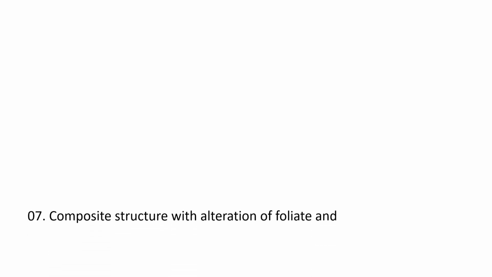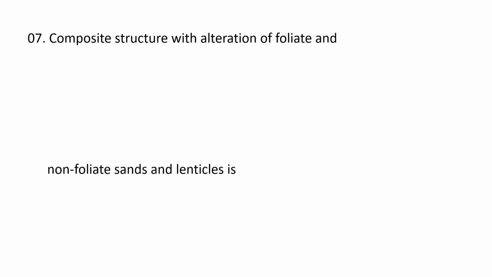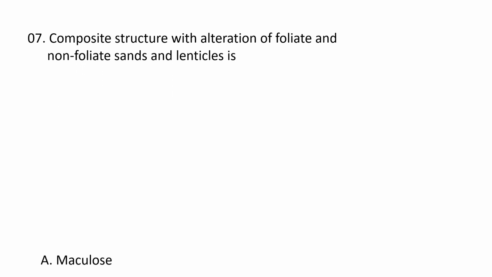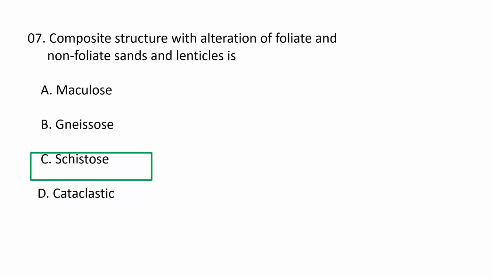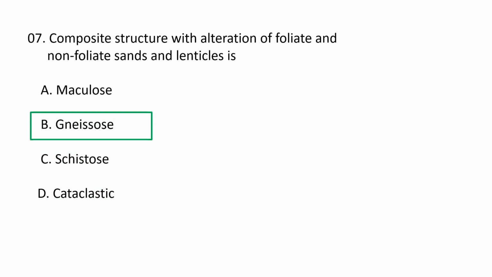Next question. Composite structure with alternation of foliated and non-foliated bands and lenticles is known as A. Maculose, B. Gneiss, C. Schistose and D. Cataclastic. So the correct option is gneiss. Gneiss structure shows discontinuous banding of light colored medium to coarse-grained minerals such as quartz and feldspar, and dark colored minerals such as pyroxene and hornblende with granulose texture. So the composite structure with alternation of foliated and non-foliated bands is known as gneiss. B is the correct option.